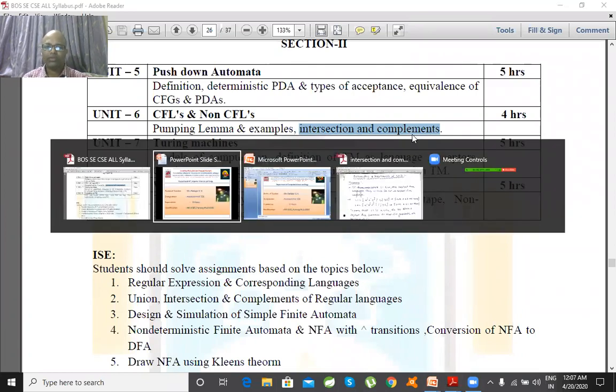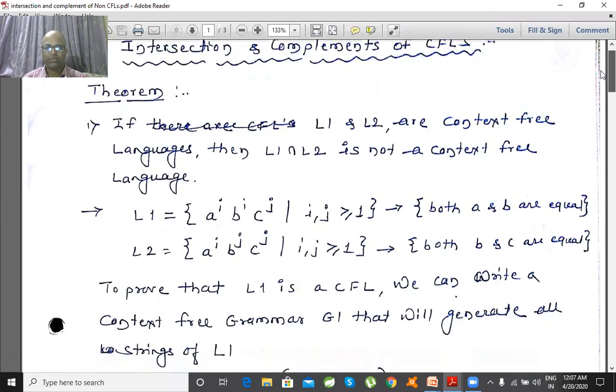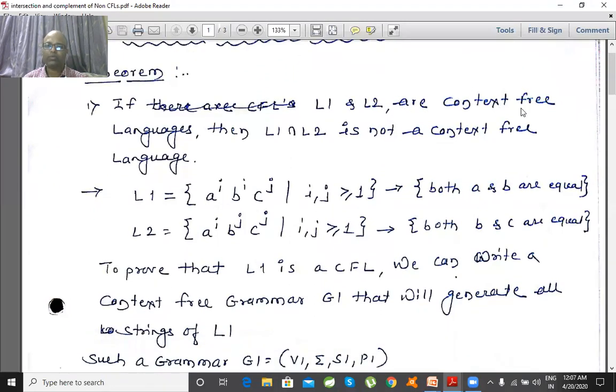To start this discussion, we want the intersection and complement of context-free languages. Now how to prove this? The theorem says if L1 and L2 are context-free languages, then L1 intersection L2 is not necessarily a context-free language. So context-free languages are not closed under intersection and complement. To prove this, let's see a single example.